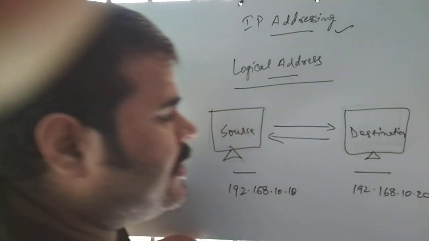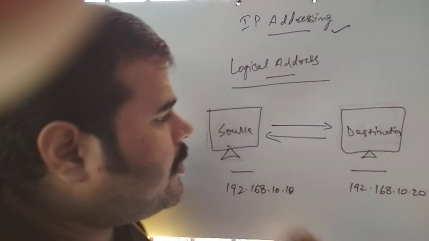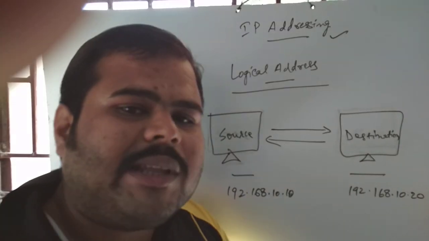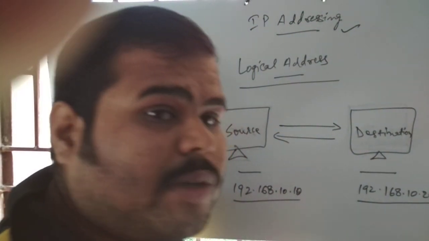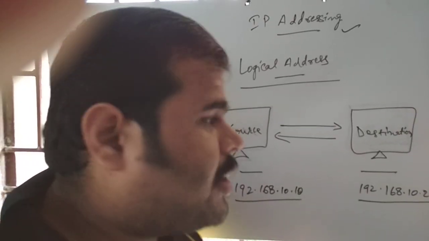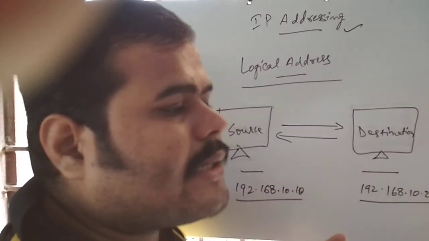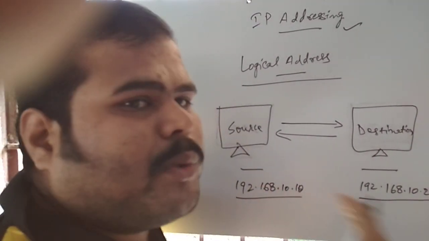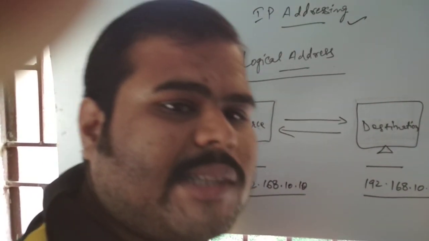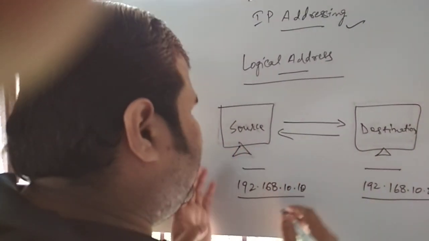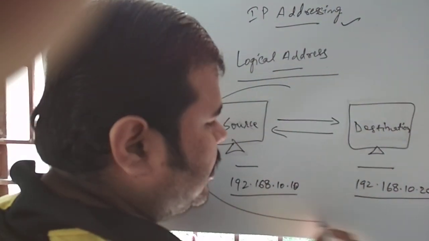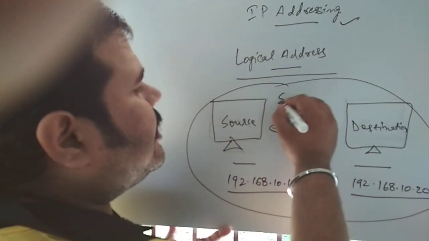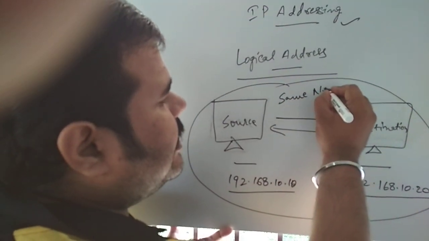and another one is 192.168.10.20. Now, when the source and the destination want to communicate with each other, both IP addresses should be in a similar range, because without a similar range of IP, it is not possible for the source to communicate with the destination. And when we provide IP addresses of a similar range, it means we are in the same network.